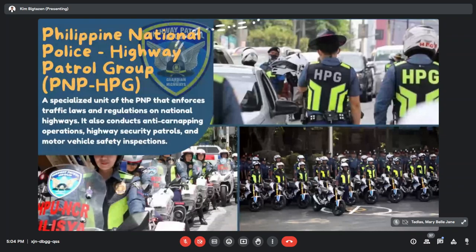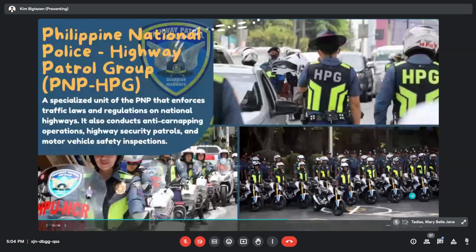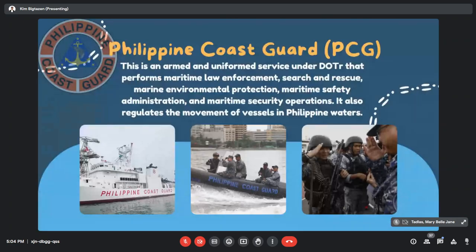And next is the Philippine Coast Guard, or the PCG. This is an armed and uniformed service under the DOTr that performs maritime law enforcement, search and rescue, maritime environmental protection, maritime safety administration, and maritime security operations. It also regulates the movement of vessels in Philippine waters.